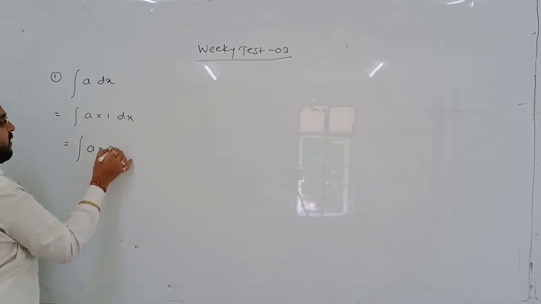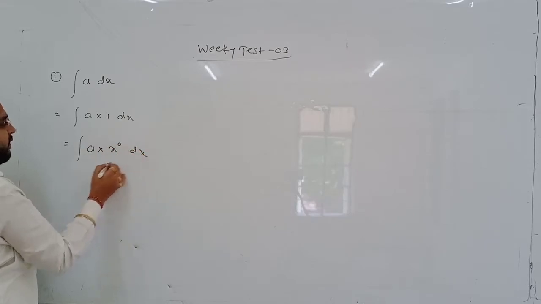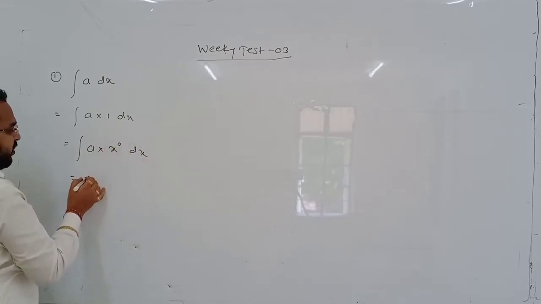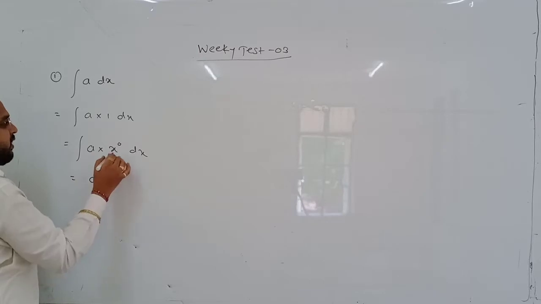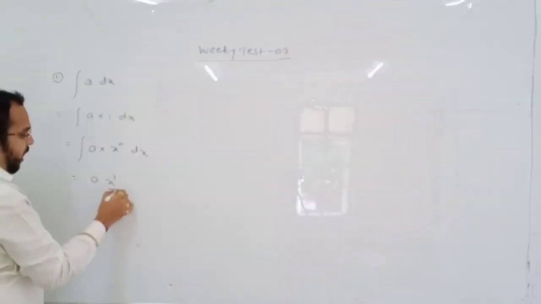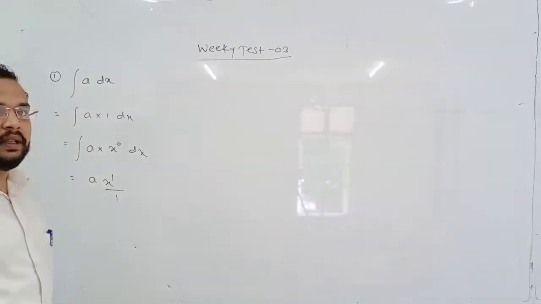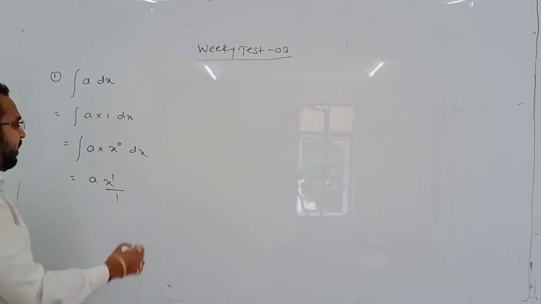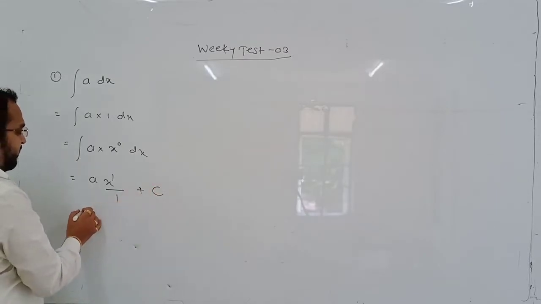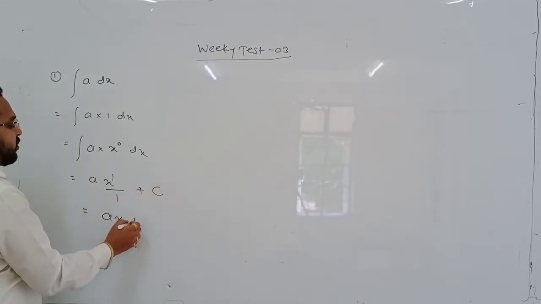1 can be written as x to the power 0 dx. And how is its integration done? Increase the power by 1: 0 plus 1, and 1 upon the new power. The new power is 1. So increase the power by 1 and write the new power in the denominator, plus c. Don't forget this c. So the answer will be ax plus c.